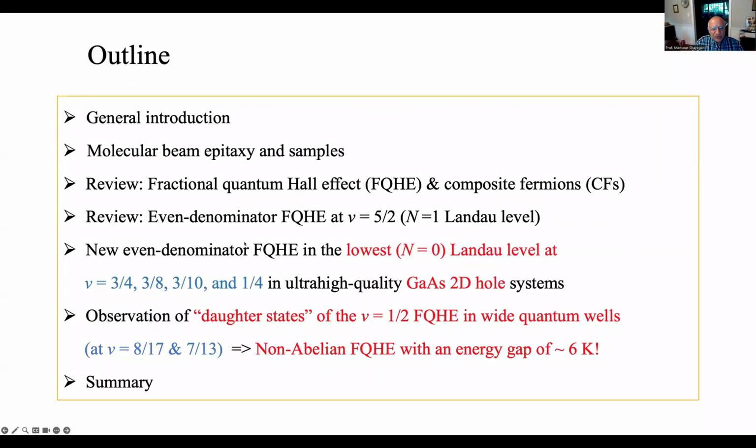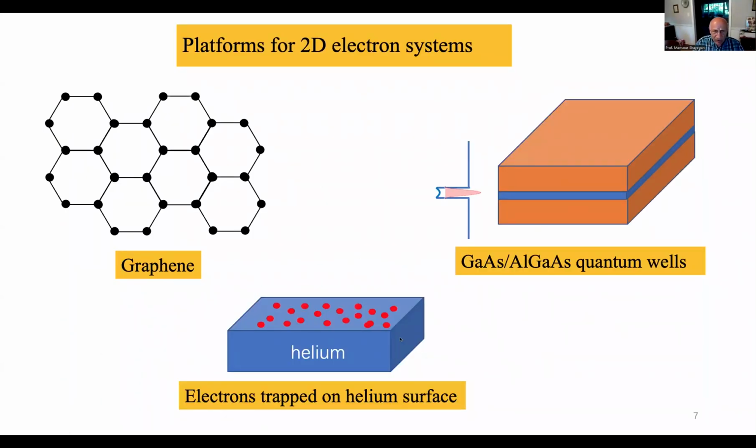The new states that we are observing, in fact, are in the n equal to 0 Landau level, in the lowest Landau level. And now we are seeing a whole number of these even-denominator states, fractional filling even denominator. The one particular one I'd like to focus on is this last item, the 1/2 fractional quantum Hall effect in wide quantum wells. And you will see that these are by far stronger than the traditional state that is believed to be non-abelian. So these are all 2D systems.